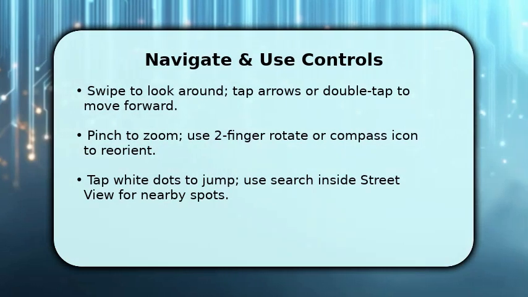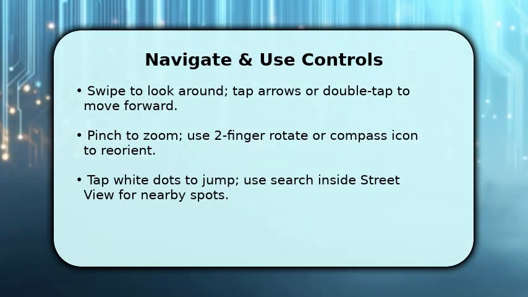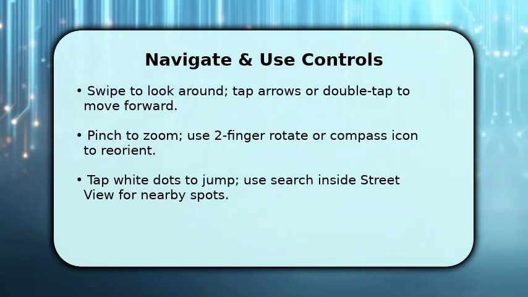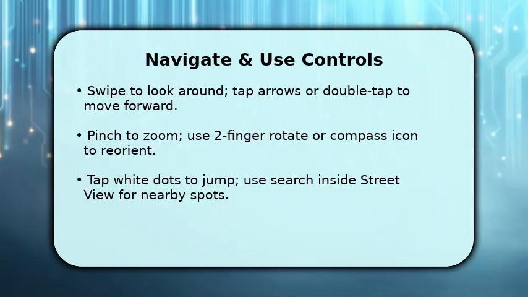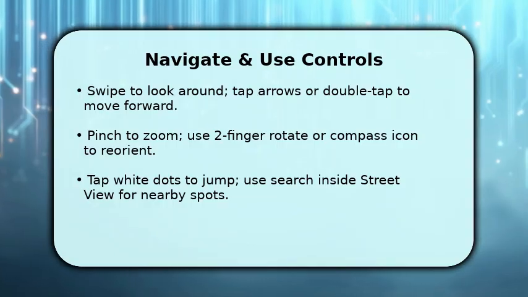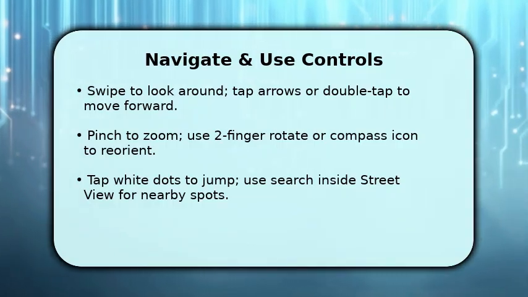You'll navigate by swiping to change your view and tapping the white arrows or double tapping the street to move forward. This simulates walking. Make sure to pinch to zoom for details and use 2-finger rotate or the compass icon to align north. This helps when matching real-world orientation.